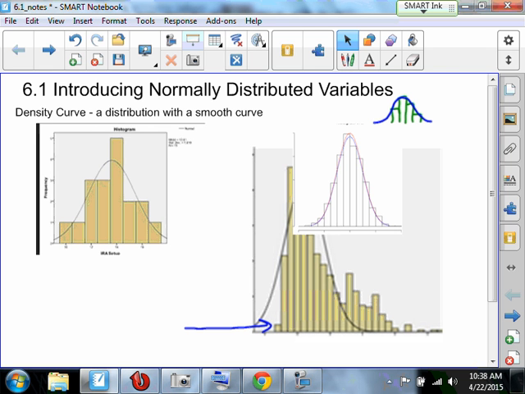How's everybody doing so far? Make sense? So a density curve is simply a distribution with a smooth curve. So from this point forward, when we talk about a density curve, we're just talking about a frequency distribution that has some kind of curve going around it. Okay. Ready? Good. Here we go.